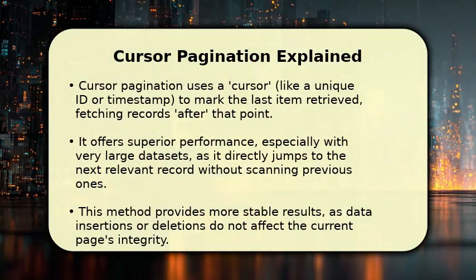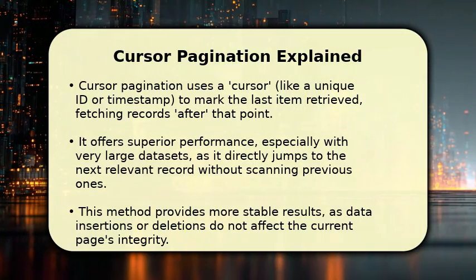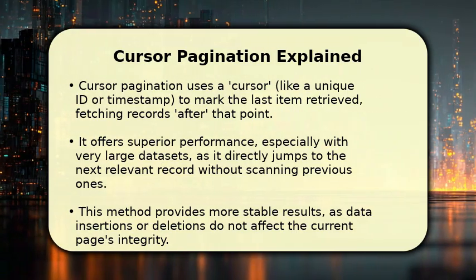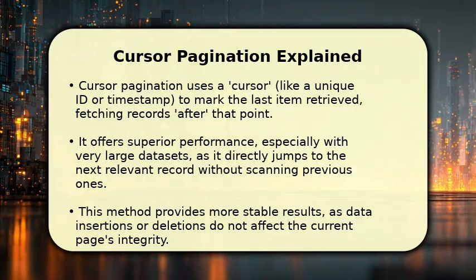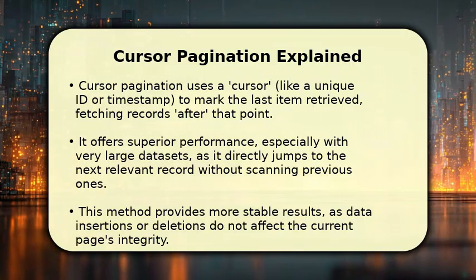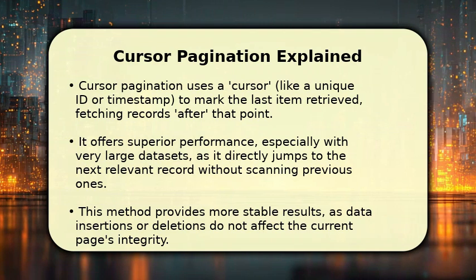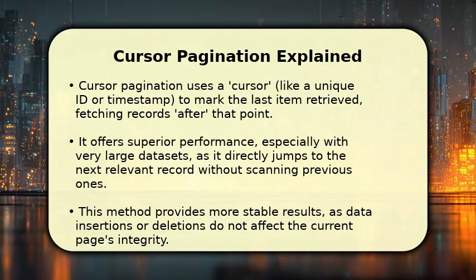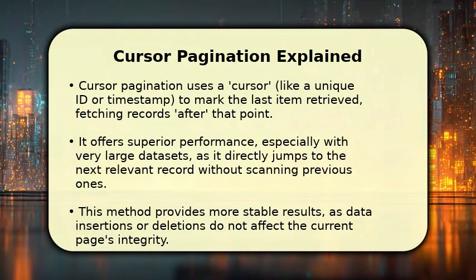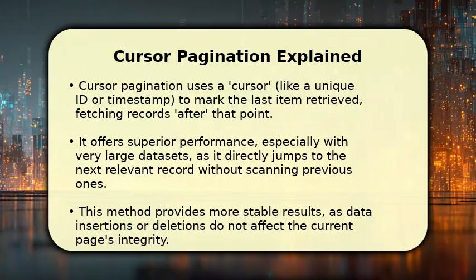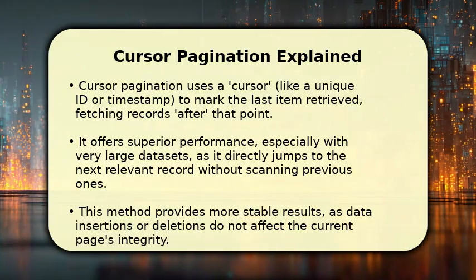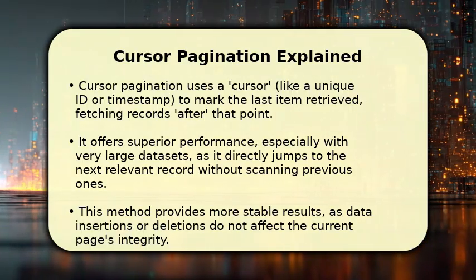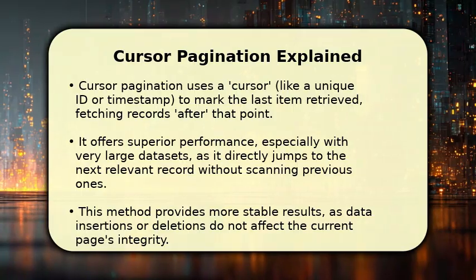Cursor pagination, in contrast, uses a unique identifier, or cursor, from the last item on a page to fetch the next set of data. For example, you might ask for the next 20 items after an item with ID 1234. This approach offers significantly better performance, particularly with millions of records, because the database doesn't need to count or skip previous entries. It also ensures data consistency, as new data won't shift existing pages. However, it typically limits navigation to sequential browsing, making direct jumps to specific page numbers more complex.